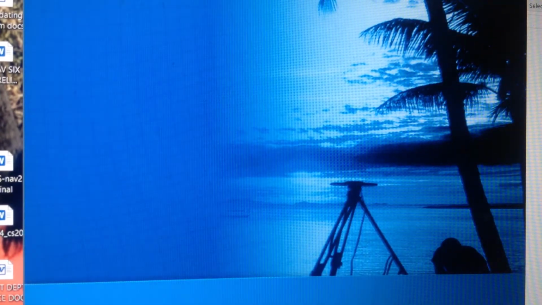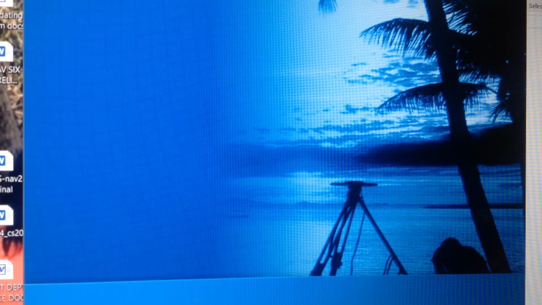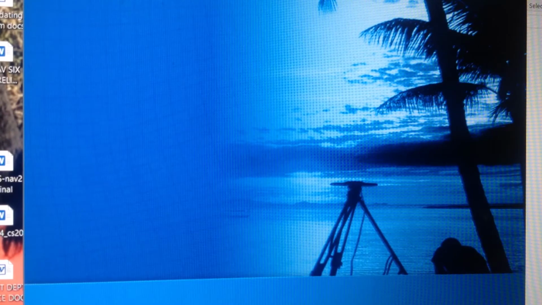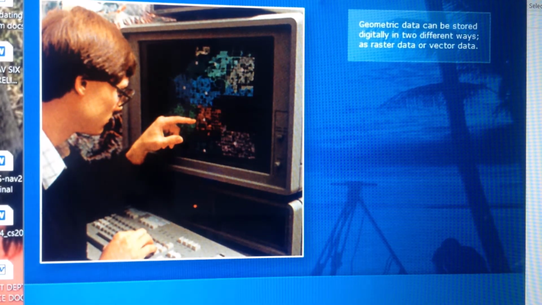Position-related information about a landscape is referred to as geographical data. The main element of geographical data is geometric data, that is, description of position, size and shape of the objects located in the landscape. Lighthouses, houses, buoys, etc. Geometric data can be stored digitally in two different ways, as raster data or vector data.